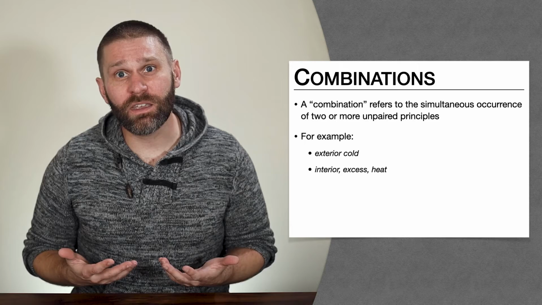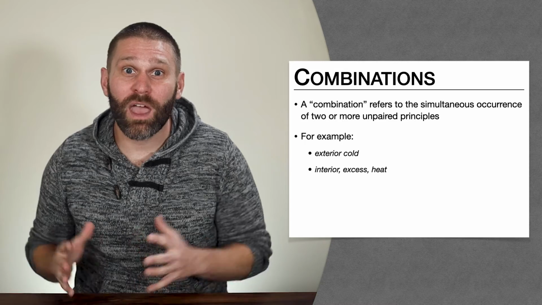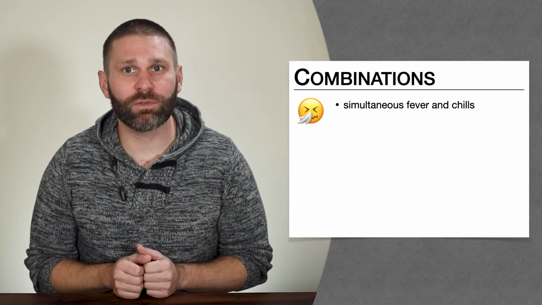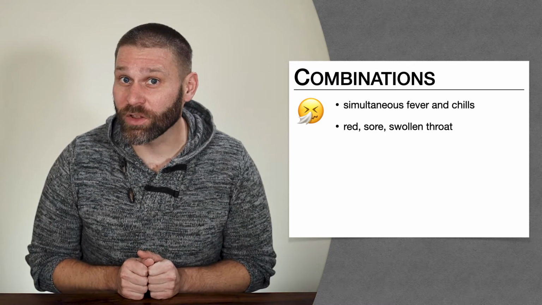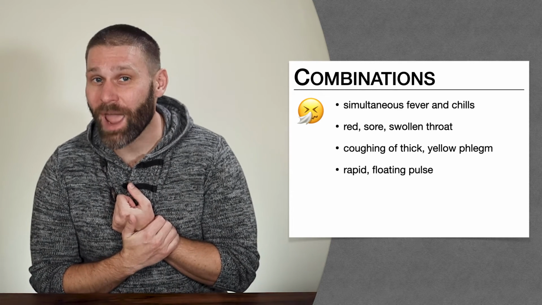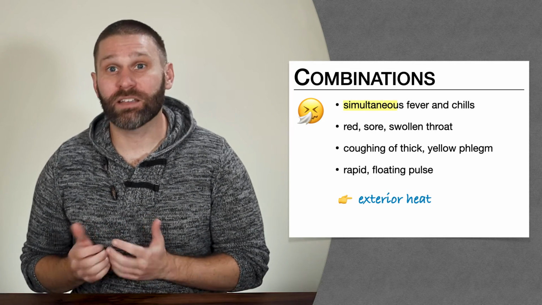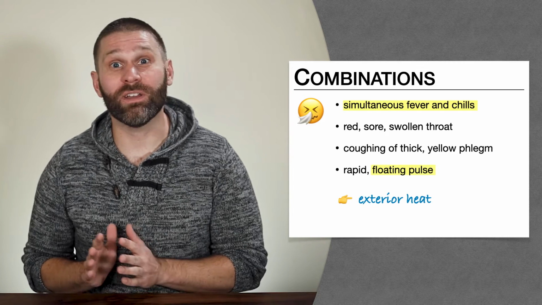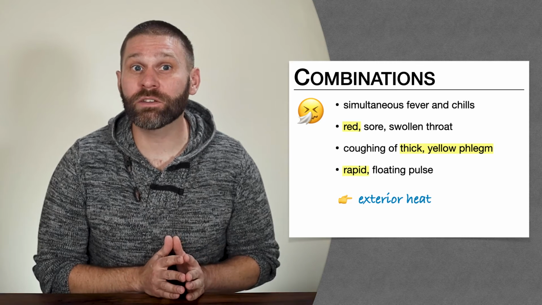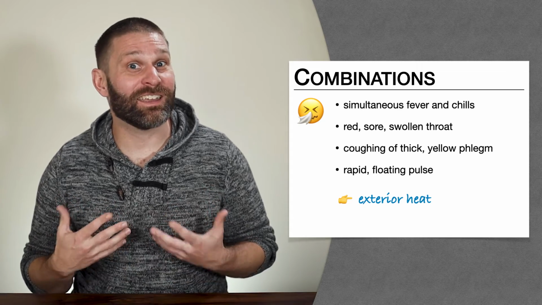And what's really convenient here is we can, by and large, look at these signs and symptoms separately and then put them together. So if a person is sick, they have simultaneous fever and chills, a red, sore, swollen throat, coughing of thick yellow phlegm, and the pulse is floating and rapid, we can say that this is an exterior heat condition. Simultaneous fever and chills and a floating pulse point to an exterior pattern. Red throat, yellow phlegm, and a rapid pulse all point to heat. So put those together and we have exterior heat.